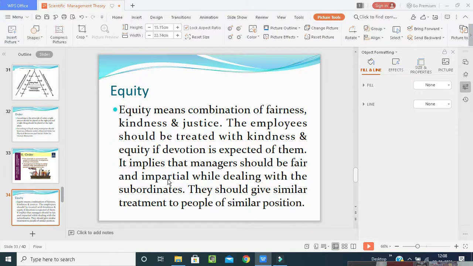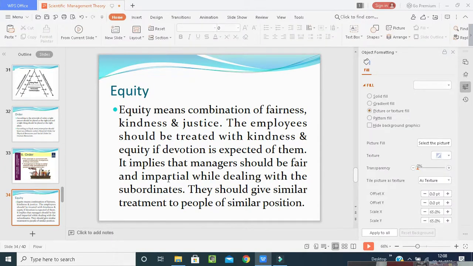Now, equity. Equity means what? Equity means a combination of fairness, kindness and justice. The employee should be treated with kindness and equity if devotion is expected from them. It implies that managers should be fair and impartial while dealing with the subordinates. They should give similar treatment to people of similar position.